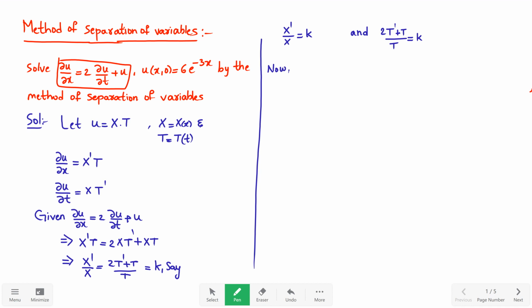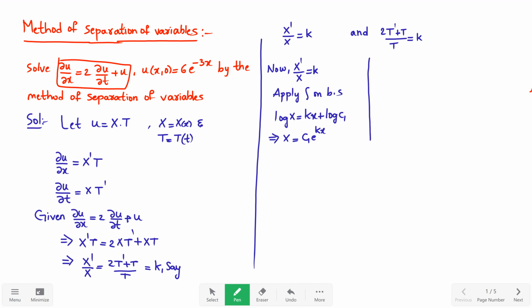Suppose we consider X'/X = k. If we apply integration on both sides, we get log X = kx plus some constant, let it be log c1. Then we get X = c1 e^(kx), which is the simplified form of log X = kx + log c1.